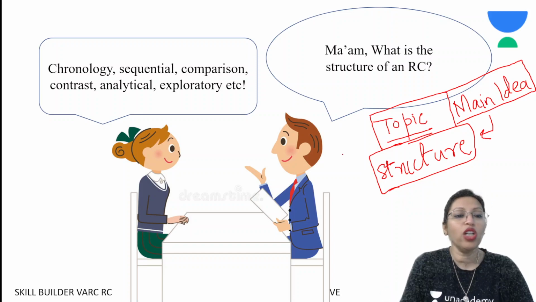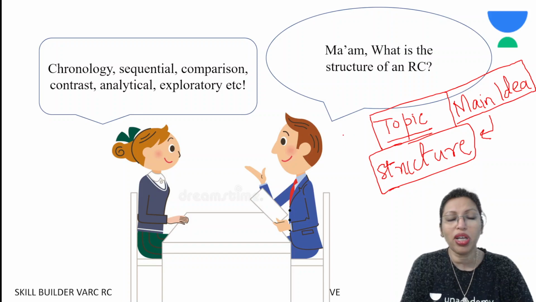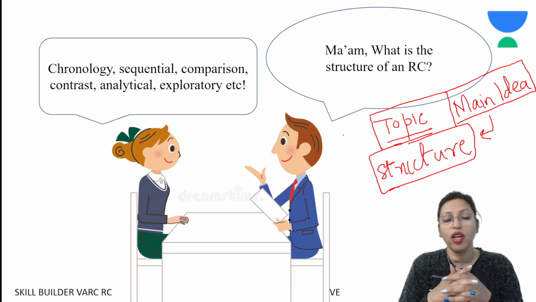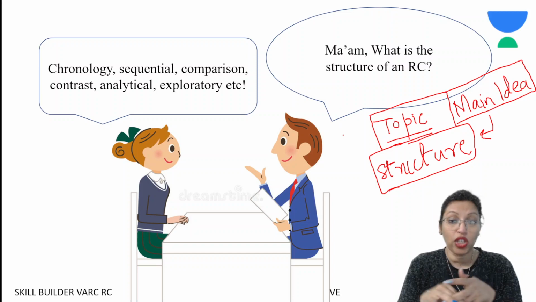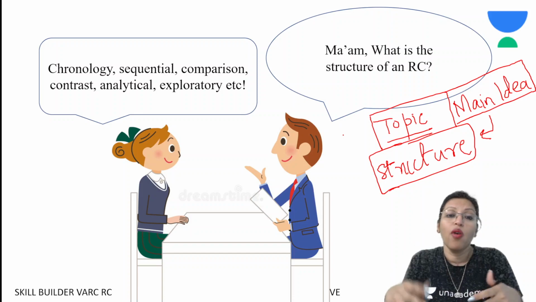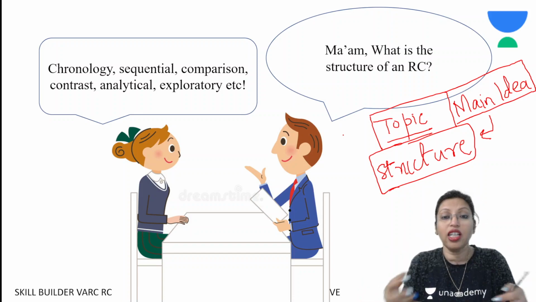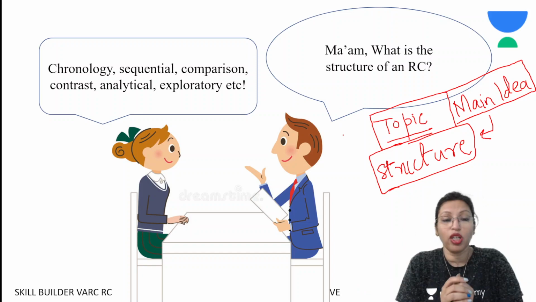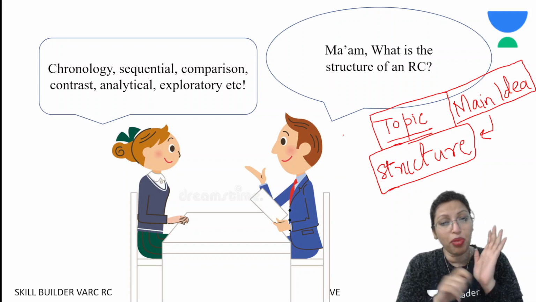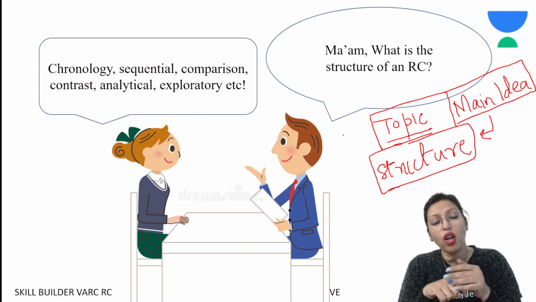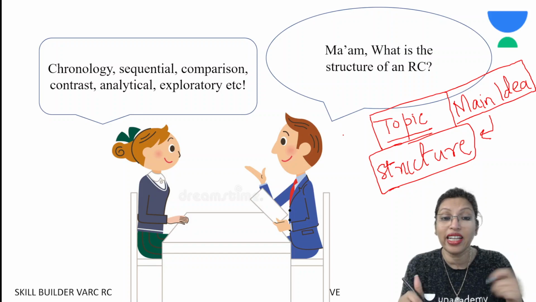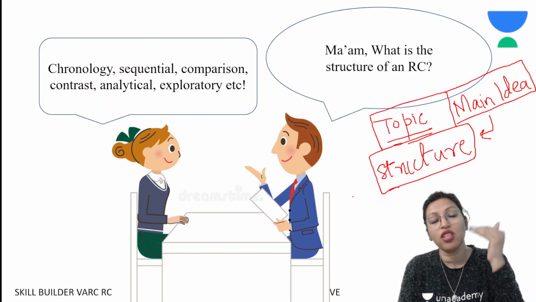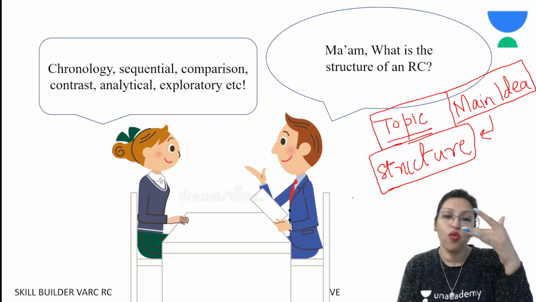So therefore, when we are talking of the structure of the RC, remember all of these are very beautifully interlinked, whether it is the main idea or the topic, whether it is the structure, whether it is the purpose also, because why is the writer writing a particular article? To convey the main idea. So to convey the main idea, he has to do it in a particular way. That is the structure. So the purpose, the main idea, the structure, all of these are very closely interlinked within the passage.